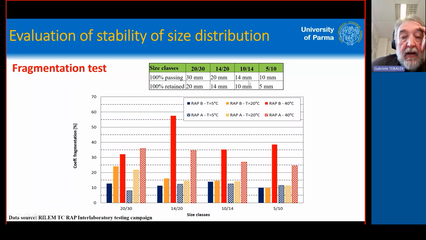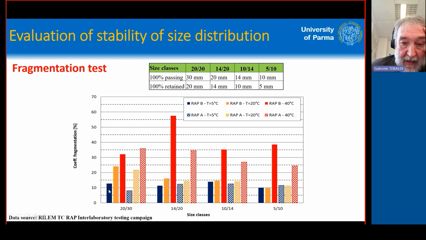You can see here that during the round robin to validate the test, we tested 2 different RAPs from 2 different parts of the world. And you can see that the 2 RAPs give different results in terms of coefficient of fragmentation at different classes. So these 2 RAPs, even if apparently similar, are not similar in terms of behavior after compaction.